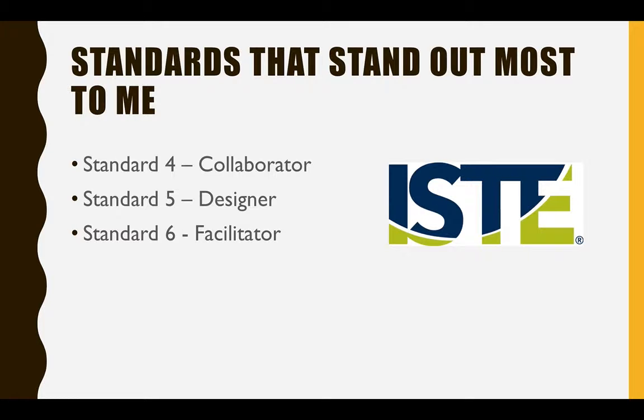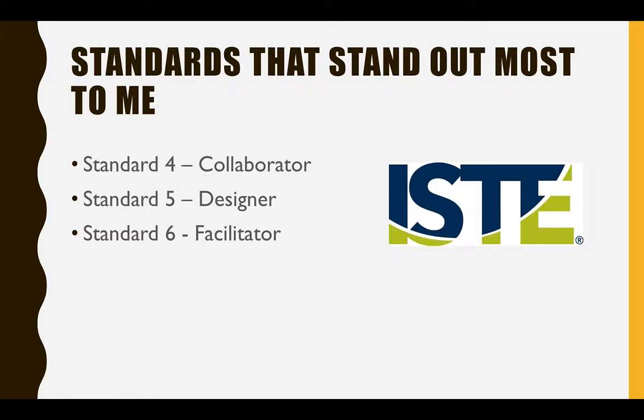I think that they all have importance, but I find that these are the ones that I interact with the most. And some of the other ones, such as citizen, are something that you're always using as an underlying culture setting in your class. Whereas these, I think I can show some more concrete examples. So the three are collaborator, designer, and facilitator. And I'm going to go through each.